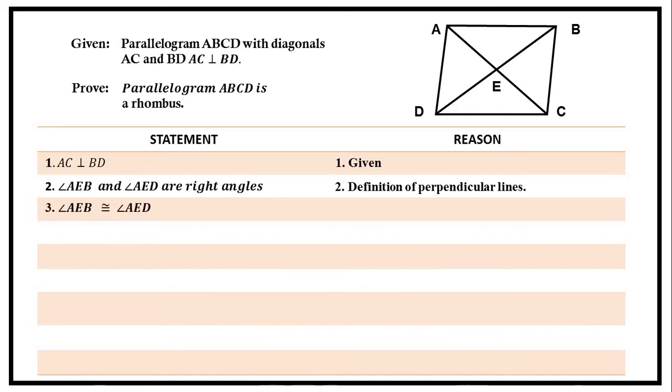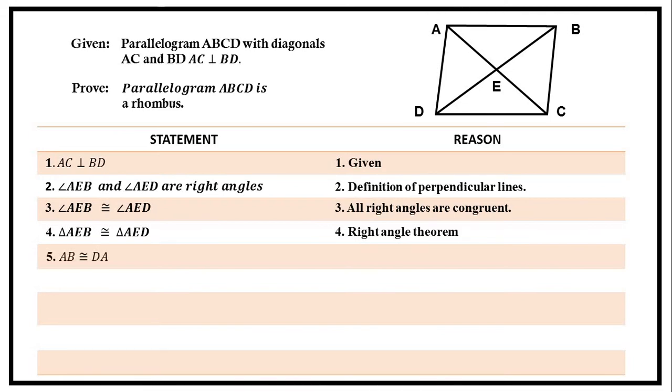Statement 3, angle AEB is congruent to angle AEB. Reason is all right angles are congruent. Statement 4, triangle AEB is congruent to triangle AEB. Reason is right angle theorem. Statement 5, AB is congruent to DA. Reason, by CPCTC, or corresponding parts of congruent triangles are congruent. Statement 6, ABCD is a parallelogram. Reason, given.